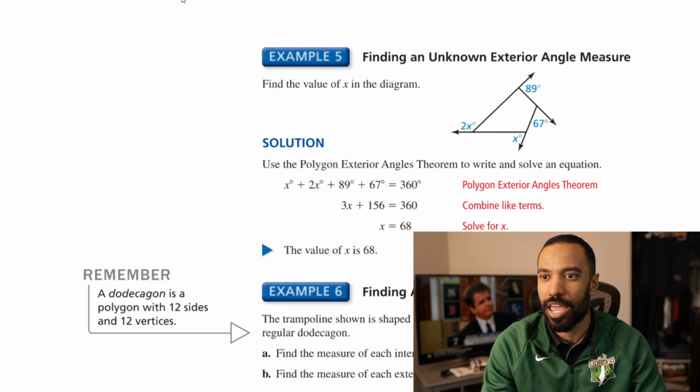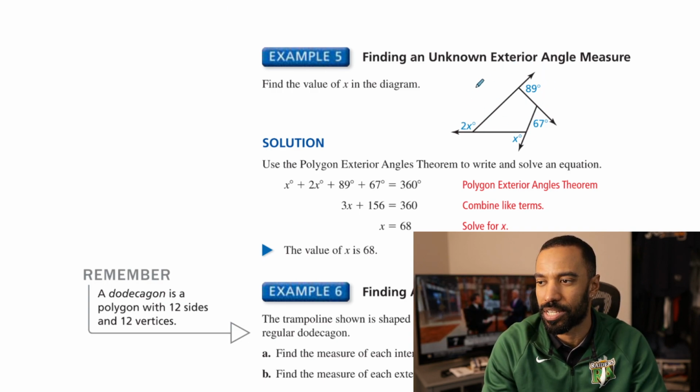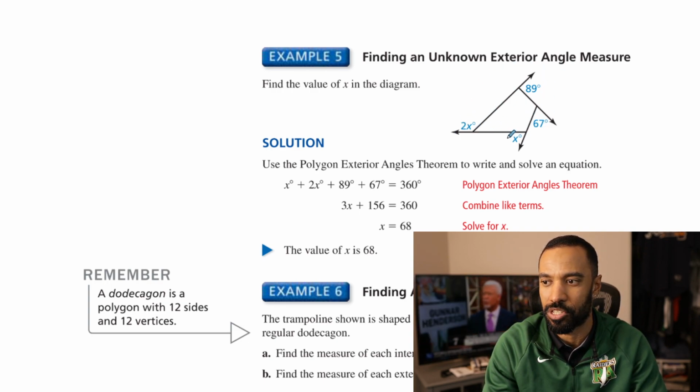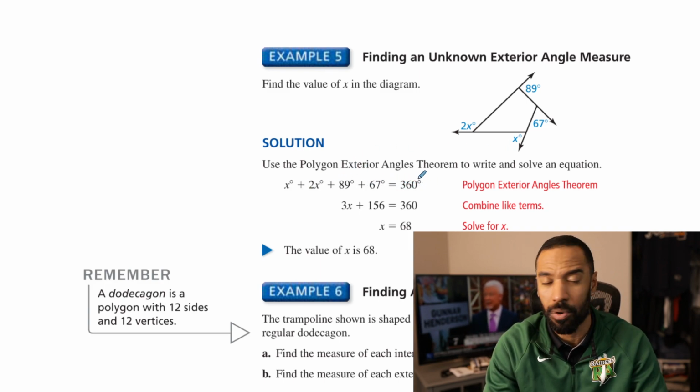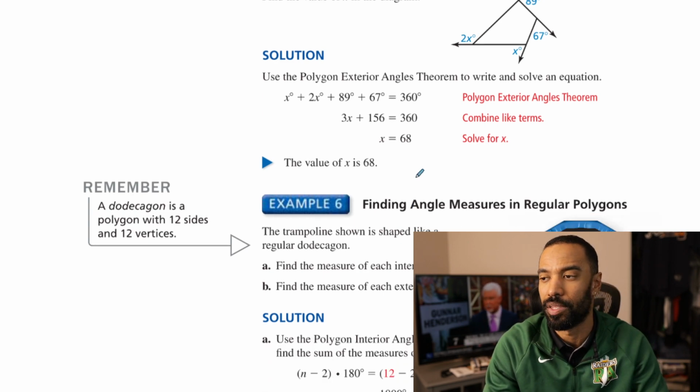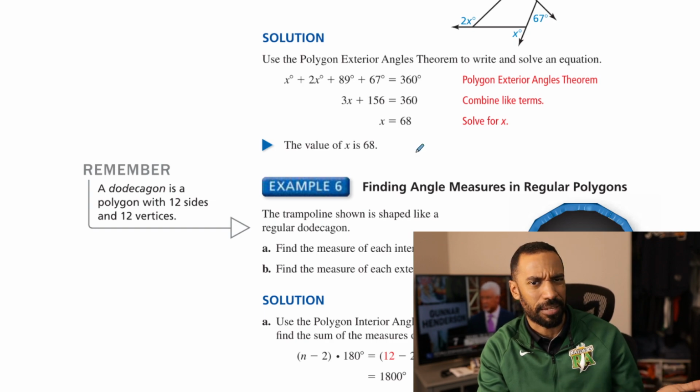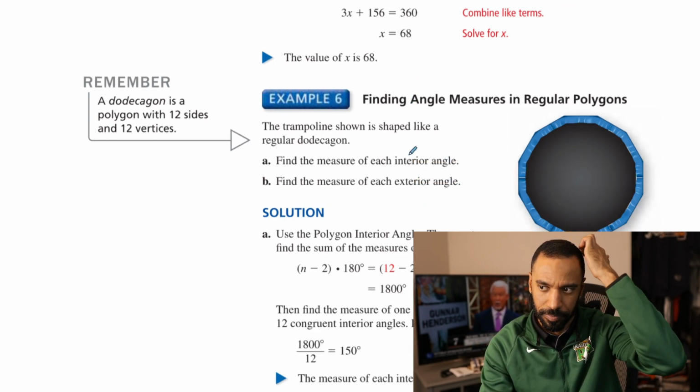Finding an unknown exterior angle measure, knowing that their sum is 360 for this whatever-sided shape, you have these unknowns, put them in your formula there, add it equal to 360. Not 180 times n minus 2, nothing like that. Add it to 360, solve for x, you get 68. We'll just kind of leave it at that. That's the example. We'll do our own, of course.